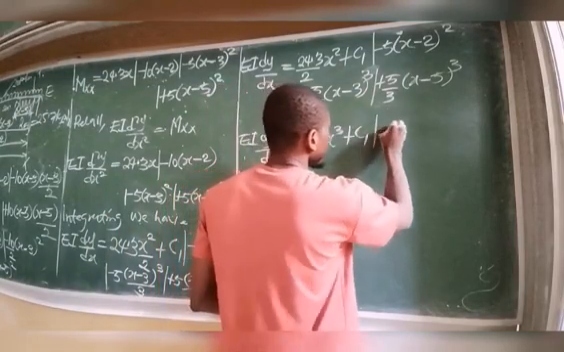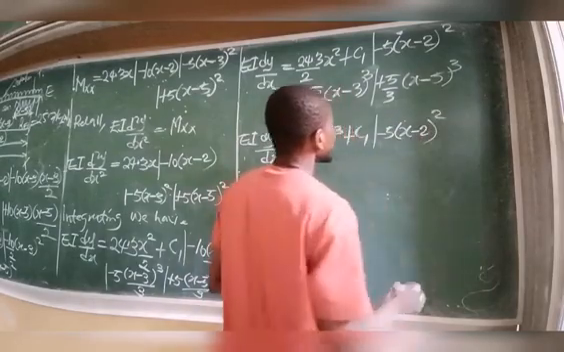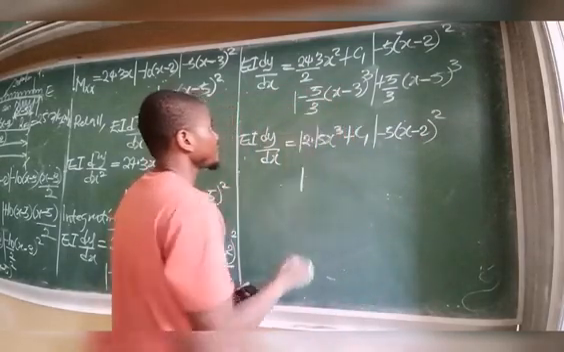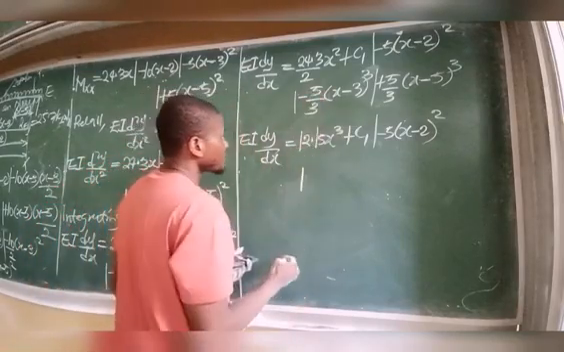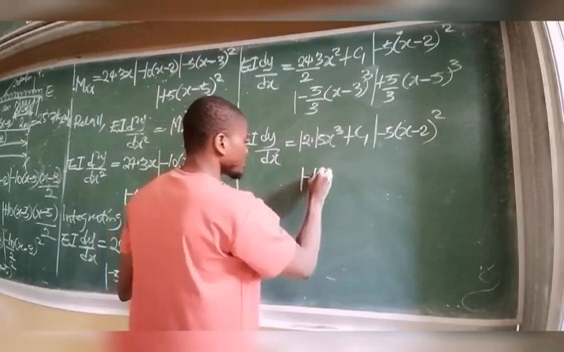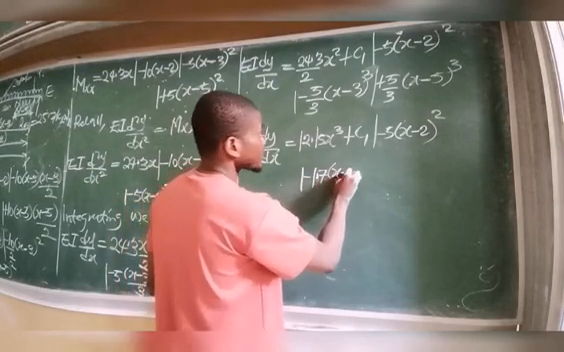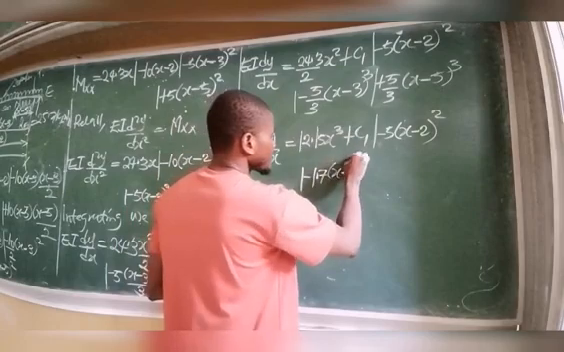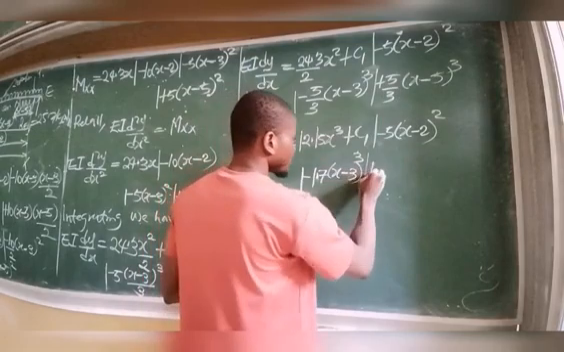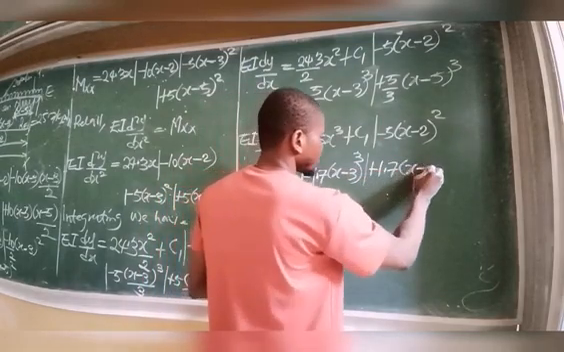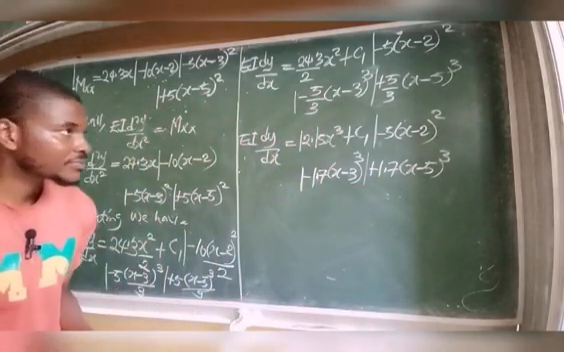Put down your Macaulay's bracket. This is minus 5 into x minus 2 all squared. Put down your Macaulay's bracket. 5 here divides by 3, so minus 5 divided by 3 gives us minus 1.7 into x minus 3 to the power of 3. Put down your Macaulay's brackets. Same thing here, plus 5 divided by 3 gives us plus 1.7 into x minus 5 to the power of 3.